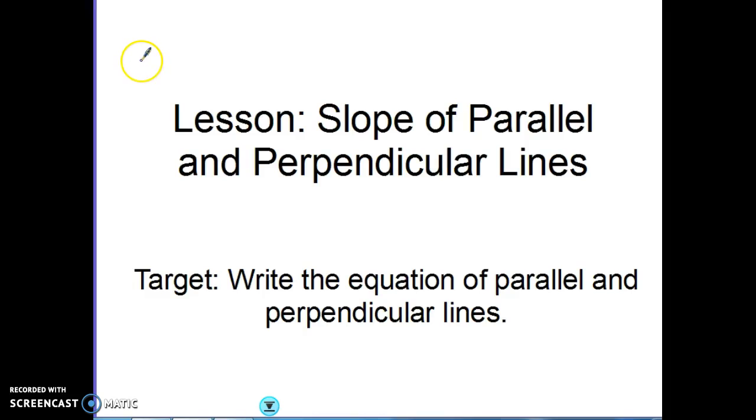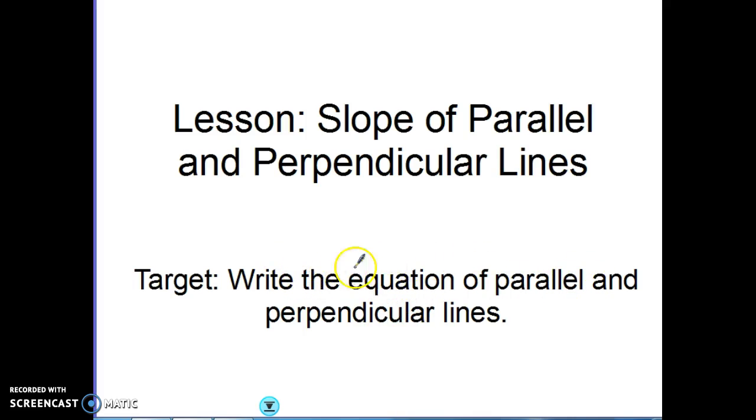So today's lesson is about the slope of parallel and perpendicular lines. You might have heard of this before, and so this might be a nice little refresher. There'll be plenty of practice to make sure that you have mastered this target. So please make sure by the end of today that you are getting to the point where you can write the equation of a parallel and perpendicular line.